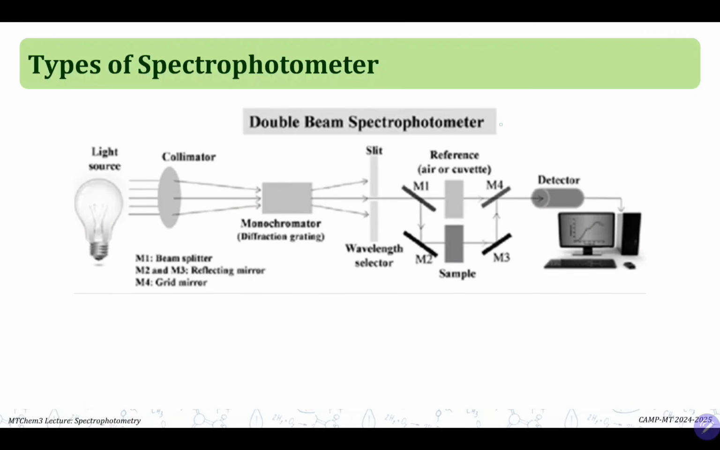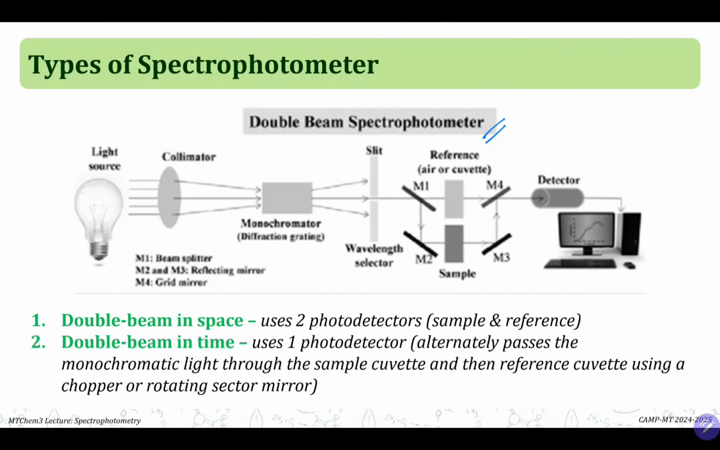The other type of spectrophotometer is your double beam spectrophotometer. It has at least two types: double beam in space and double beam in time. In general, your double beam spectrophotometer continuously compares both your sample and blank. It splits your monochromatic light into two components. One passes through your sample and the other through a reference solution or blank. That is why it is double beam, it measures both at the same time. In double beam in space, it uses two photodetectors, one for the sample and one for the reference. And when we say double beam in time, it uses only one photodetector, but it alternately passes the monochromatic light through the sample cuvette and then the reference cuvette using a chopper or rotating sector or mirror.